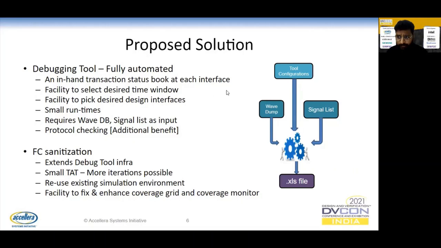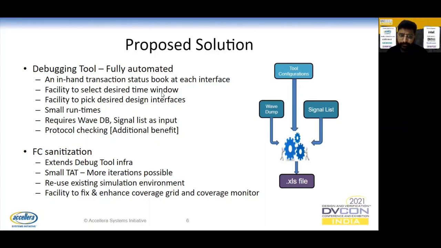For this, the tool just requires two inputs which are already generated for manual debugging as well. We have the waveform dump and the signal list. So it will produce an XLS containing transaction level information at all the required interfaces which are mentioned in the signal list.